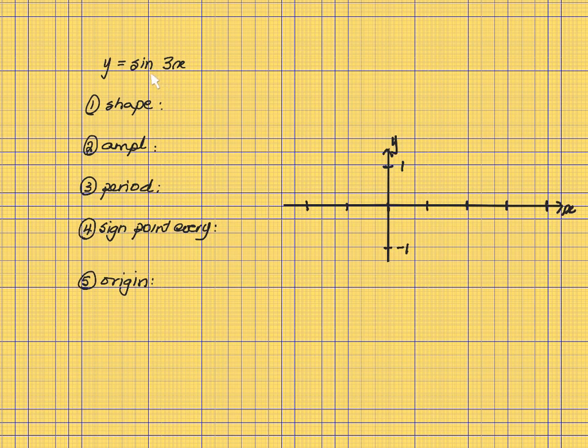In this example, you have to draw a sketch graph of the function y is equal to sine 3x, and the interval this time will still be from 0 to 360 degrees.